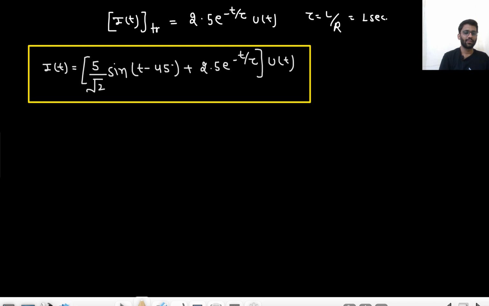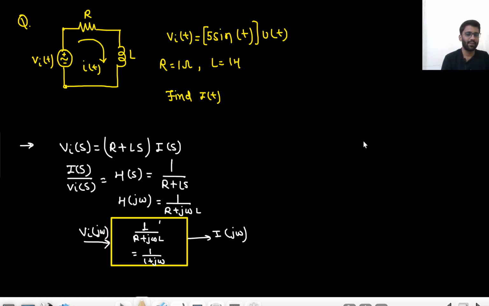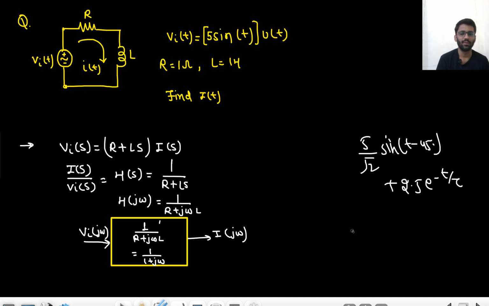Got it? So in the exam, I will be solving it very quickly. I will find 5 by root 2 sin(t minus 45) very quickly. Then I will see what is the value at t equals 0. That is minus 2.5, but I expect 0. So I will put e to the power minus t upon 2.